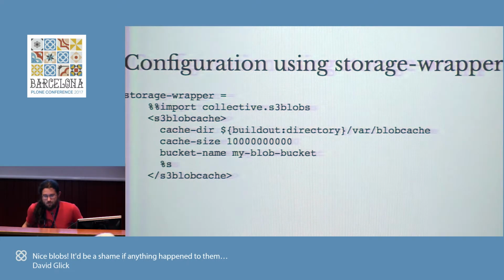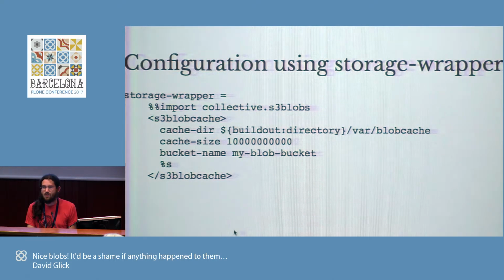To configure this, you write something like this in your buildout, which ends up generating the S3 blob cache section, which goes into zope.conf. So the S3 blob cache has a cache directory, which is where you want to put the blobs that are getting loaded from S3. It has the size limit. It has the name of the bucket that you want to get the blobs from. It's also making use of your Amazon Web Services keys, which are loaded from environment variables. And then there's this %s. %s is whatever ZODB storage would normally be in use.